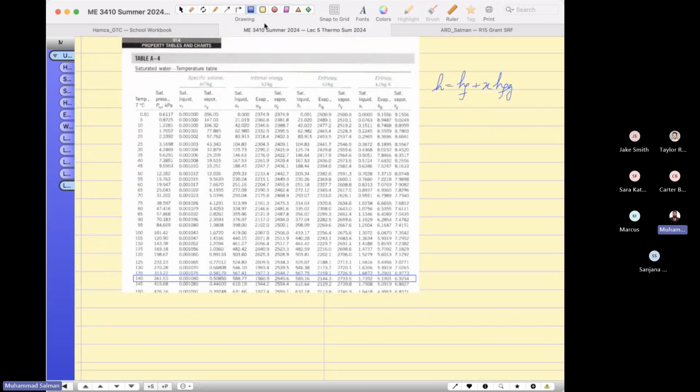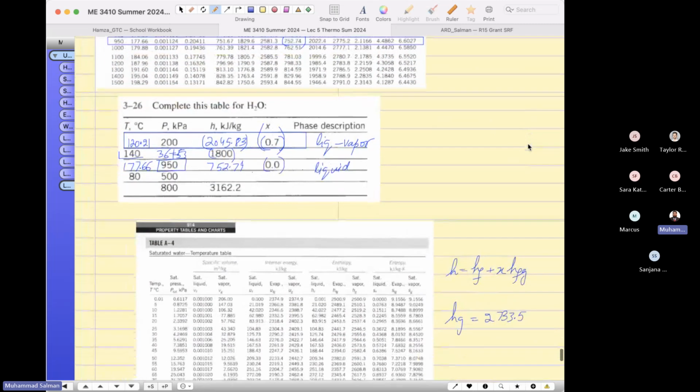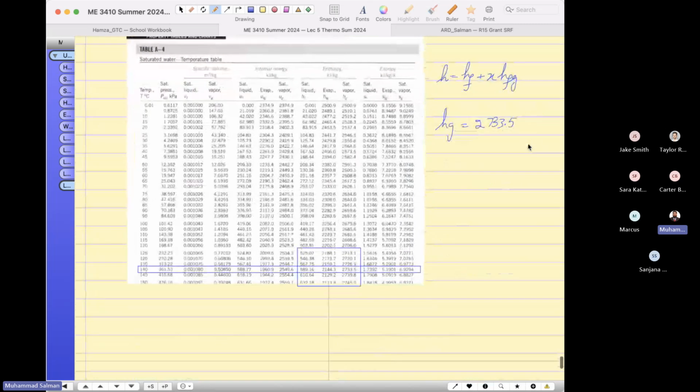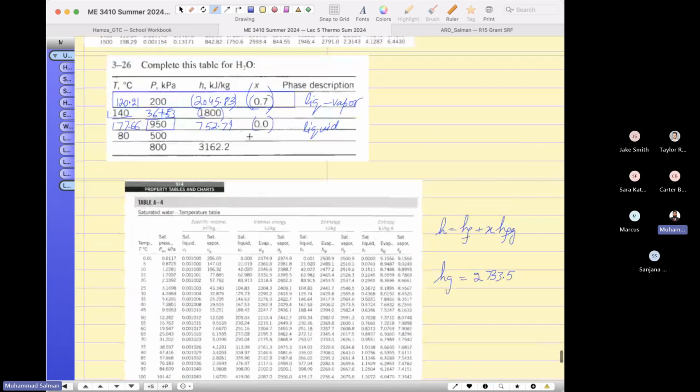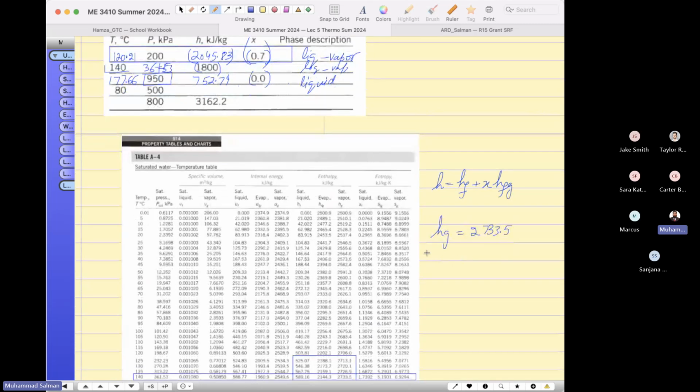So I'm going to draw the rectangle around it. Look, what is Hg over here? It is 2733.5, and our H is less than that, so it is inside the liquid vapor mixture. You see, guys, liquid vapor mixture, because our H is 1800. Our H is 1800, less than Hg, therefore it is inside the liquid vapor mixture.